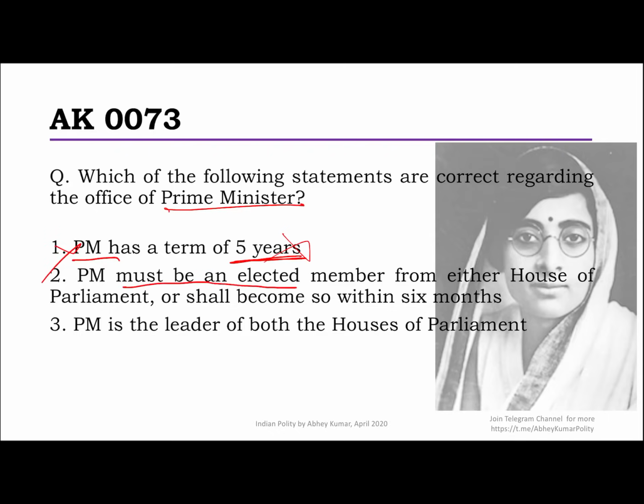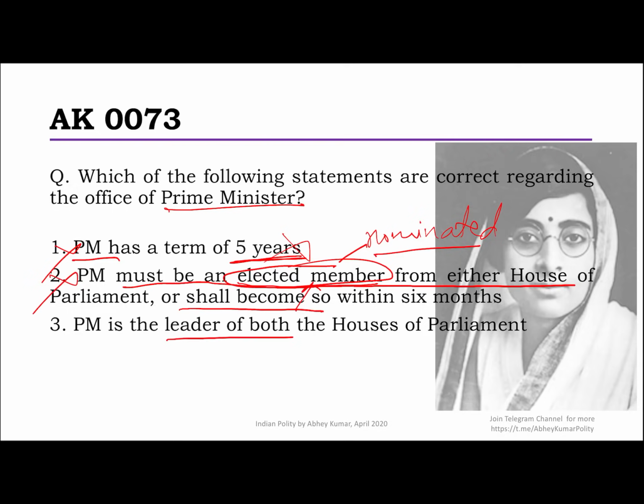Then, PM must be an elected member from either house. No, it's not necessary. Why should you be elected? You can be nominated also. Now, generally this does not happen, but you can be a nominated member also. So it's not necessary that you should be an elected member, or that you shall become one within 6 months. You can be nominated, and this we are seeing in the case of the Chief Minister in Maharashtra already, that they are exploring the nomination route. So this is also a wrong statement.